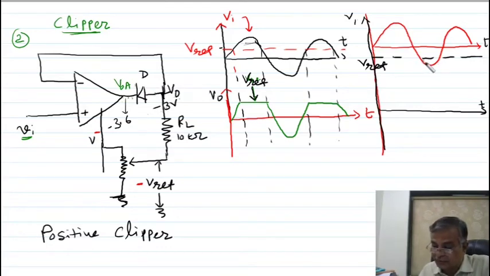So why? Because the input voltage is more than the reference voltage. This input voltage is more than the negative reference voltage. This is in negative. When this voltage is more than minus 3 volts, then this is in negative value. So this is in forward bias, current will flow. So during this time only current will flow. So all this portion will be clipped.